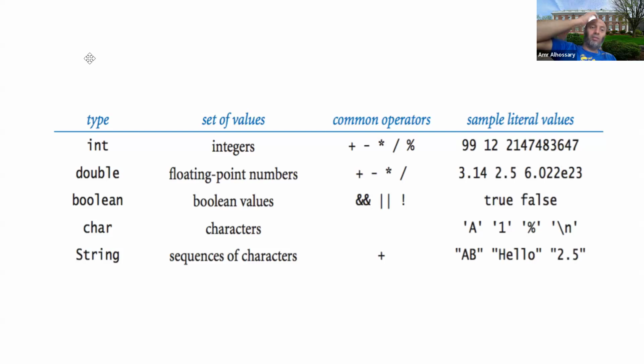That's fine. I think we will understand all of them. Integer types hold integer values, and these are common operators: plus, minus, times, multiplication, division, and modulus. And these are sample literal values.